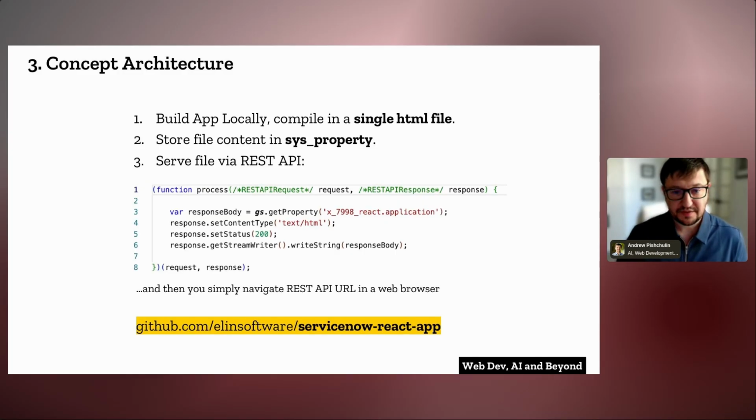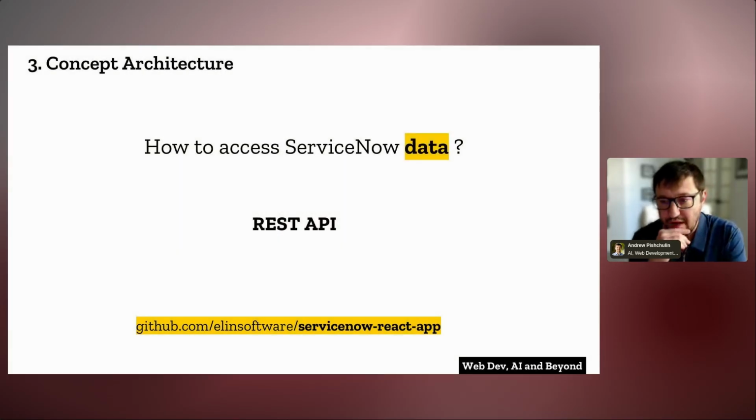Now, the next question you would ask: okay, so we have the web application, we have a beautiful design. How can our application access ServiceNow data? And that's what you do with a simple REST API. So again, this is how the entire internet works. You have something in a web browser, and your code that runs in the web browser makes a REST API call to the server.